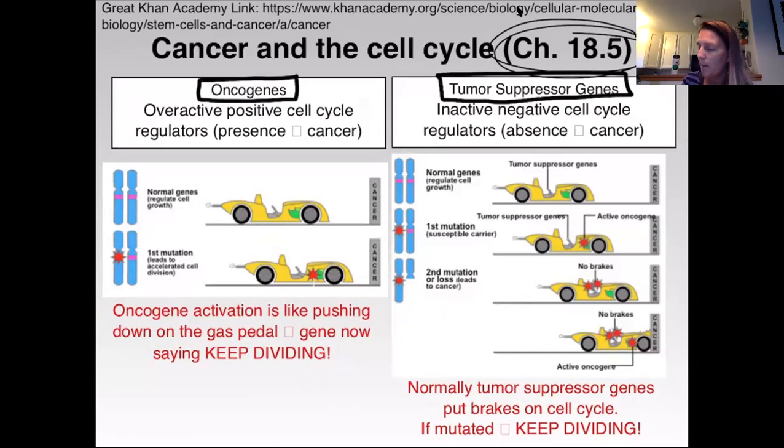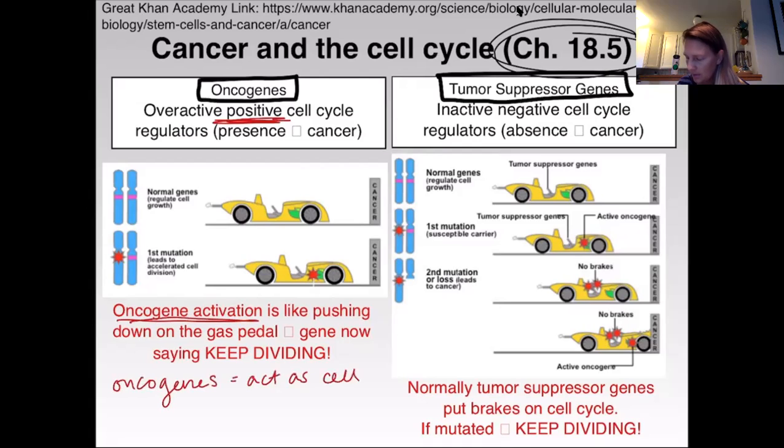Oncogenes are overactive positive cell cycle regulators, right? If you have an oncogene activated, it is like pushing the pedal on the cell cycle. Oncogenes act as cell cycle activators. It's kind of like putting your foot on the gas pedal. So even if you're not ready to go through the cell cycle, if you have a mutation, it will cause that to happen.